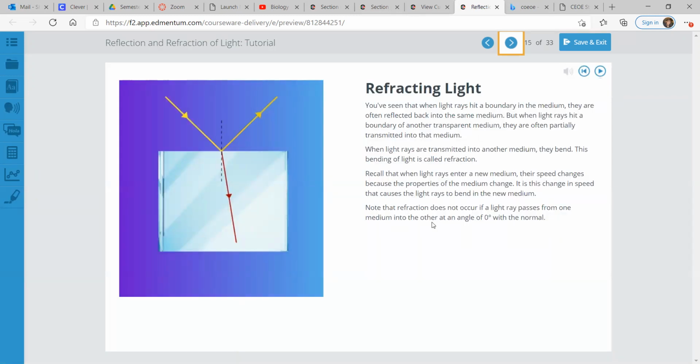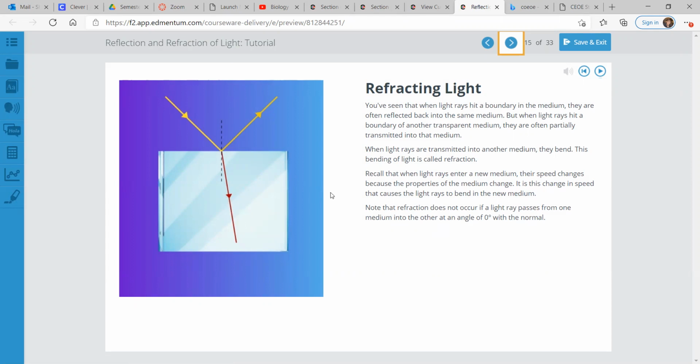You've seen that when light rays hit a boundary in the medium, they are often reflected back into the same medium. When light rays hit a boundary of another transparent medium, they are often partially transmitted into that medium. So here we have a ray coming in, some of it's reflected back, some of that gets transmitted.